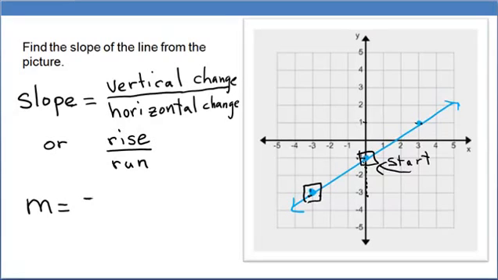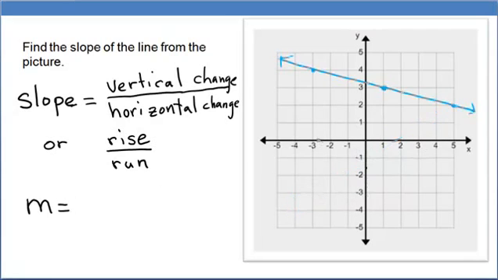Going down is negative. And then we will have to go to the left 1, 2, 3 spaces to hit the point. To the left is negative, but the 2 negatives will give you a positive with division or fraction. So you get the same slope as we did in the earlier 2 examples.